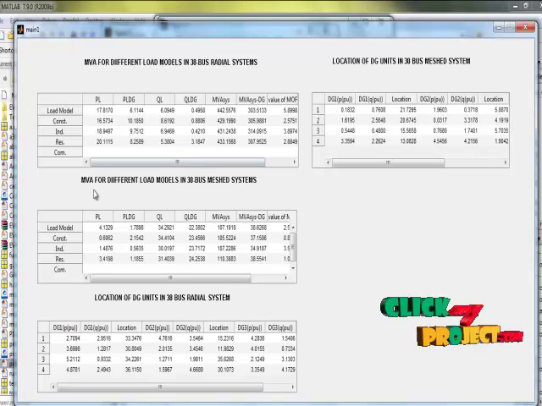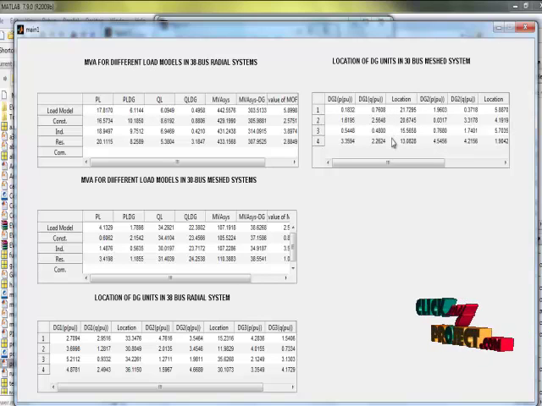Then megavolt ampere for the 30 bus system. Here also we are calculating the same process like the 38 bus system. Then the location of distributed generation in the 38 bus radial system. DG means distributed generation. We are calculating distributed generation and location. Then the location of distributed generation for the 30 bus meshed system. Here we are calculating the distributed generation and location.